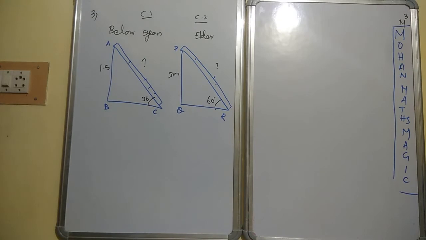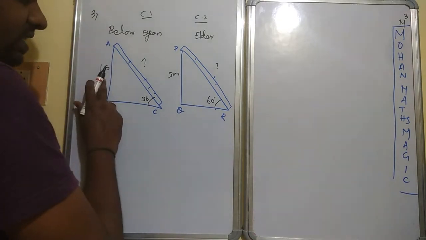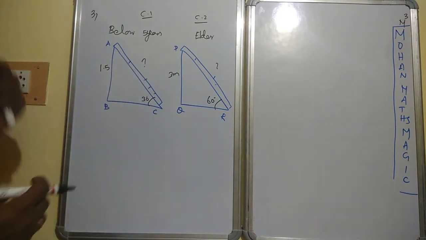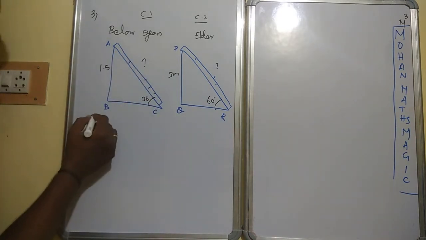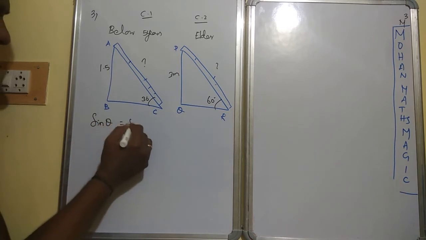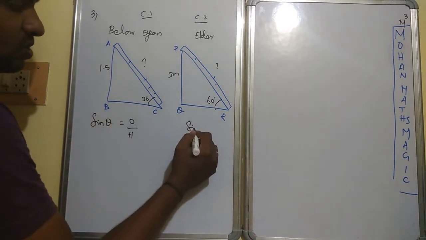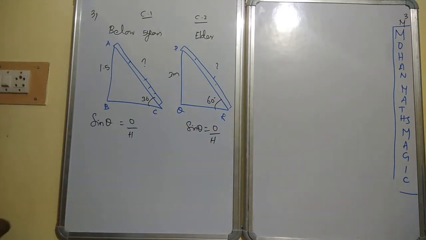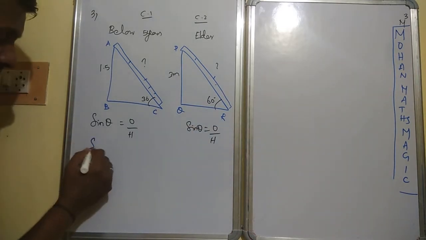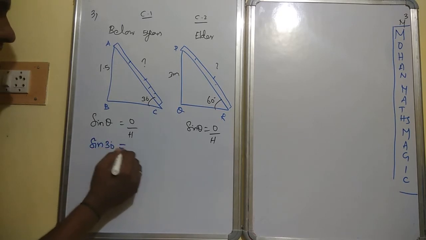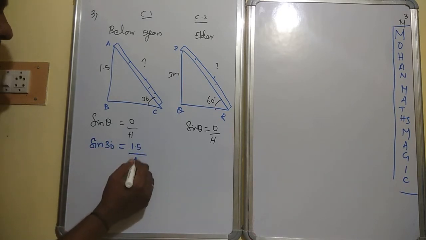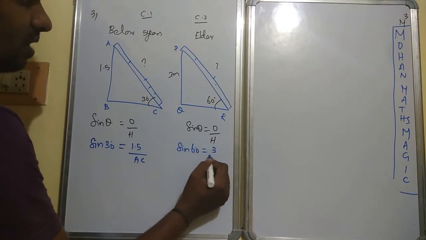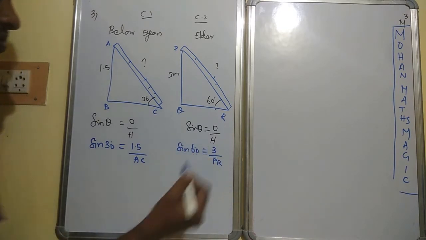So now again SOH-CAH-TOA. Opposite side is given, hypotenuse they are asking. Which one do we have to use? SOH-CAH-TOA. Sin theta, opposite by hypotenuse. Very good. We got the first formula itself. So sin theta equal to opposite by hypotenuse, and here also sin theta equal to opposite by hypotenuse. The theta value is also given, but the theta value is different. So therefore I got sin 30 degree equal to 1.5 upon hypotenuse. AC I don't know. Similarly here also sin 60 degree equal to 3 upon hypotenuse PR, I don't know.